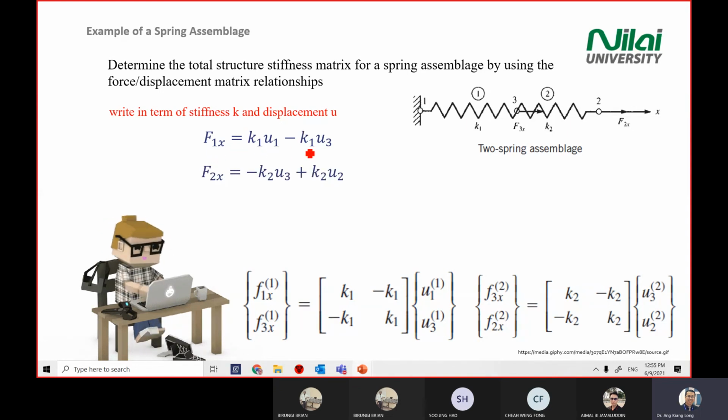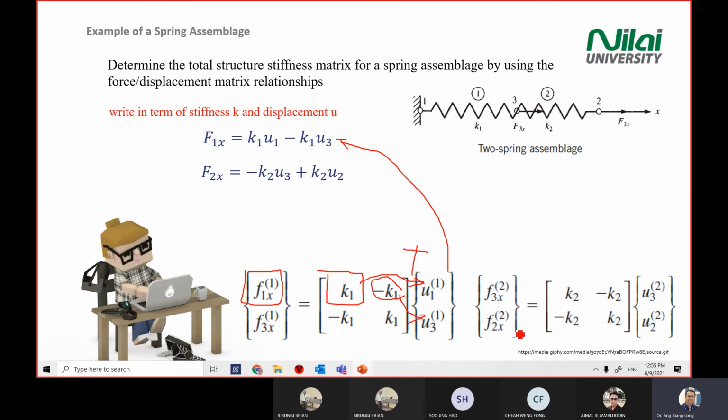f1x equals k1u1 minus k1u3. You derive this from this matrix. So f1x equals this one times this one plus this one times this one. You get the first equation here. You do the same for the rest. You have 4 equations here. I'm writing the first one for you: f1x equals k1u1 minus k1u3.